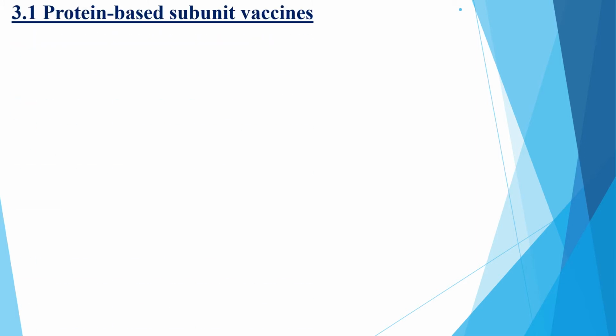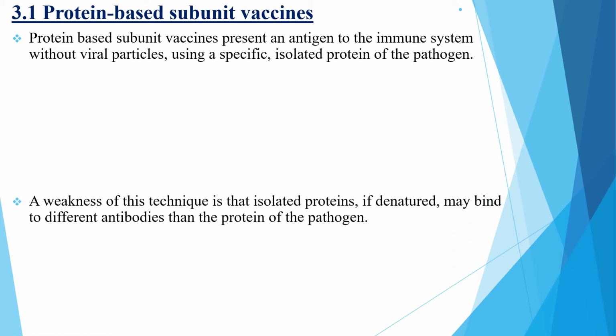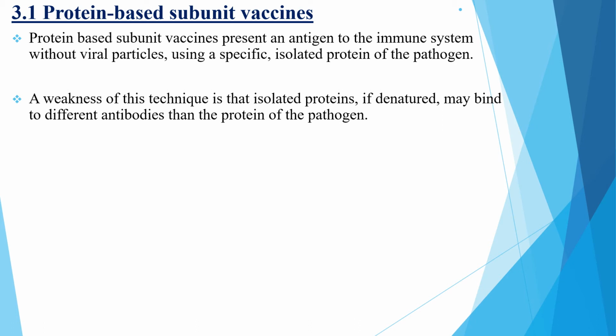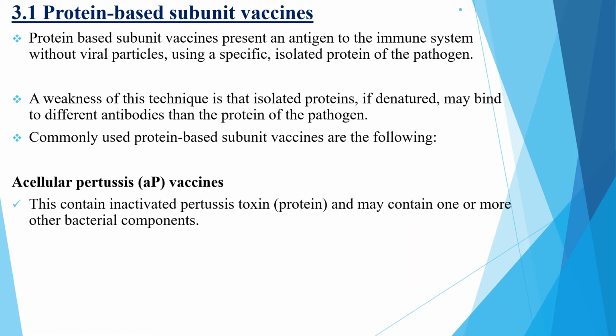When we see protein-based subunit vaccines, they present an antigen to the immune system without viral particles, using a specific isolated protein of the pathogen. A weakness of this technique is that isolated proteins, if denatured, may bind to different antibodies than the protein of the pathogen. Commonly used protein-based subunit vaccines are the following: acellular pertussis vaccine. Acellular pertussis vaccine contains inactivated pertussis toxin, which is a protein, and it might contain one or more other bacterial components.